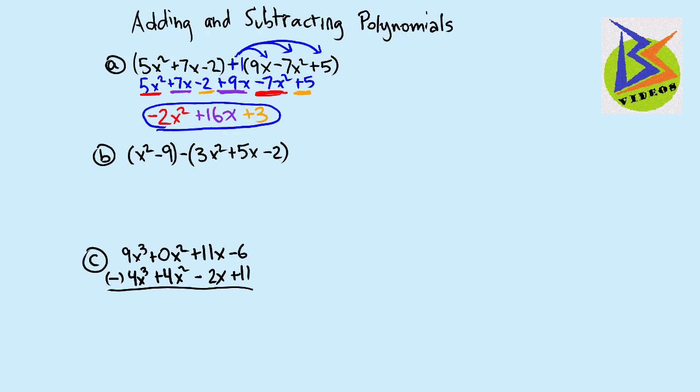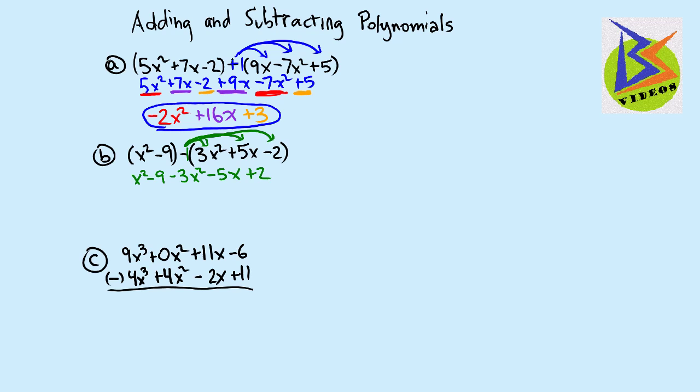On this next one, we see that we are subtracting. So what I want to do is distribute this negative throughout this second set of parentheses. Again, it's like distributing a negative 1. So we have x squared minus 9 minus 3x squared, because a negative times a positive is a negative. Negative times a positive is a negative again. And then the last one, negative 1 times negative 2. Negative times negative is a positive.